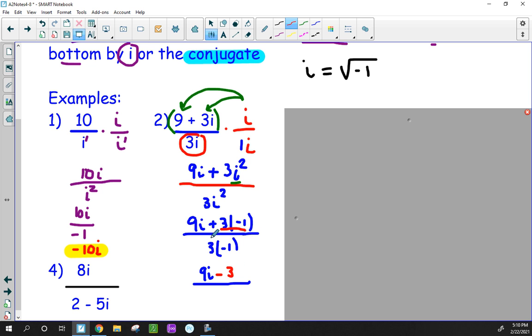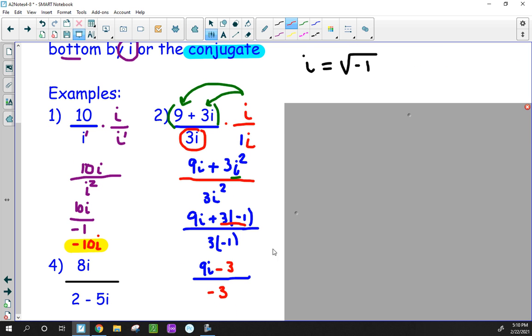In the denominator of this division problem, you have 3 times negative 1. That's also going to give you a negative 3. And again, because I'm dealing with a binomial on top, 2 terms divided by a single term, please notice right now that there is no i on the bottom. But I do, however, have a negative, so I do not say that this is my final answer.